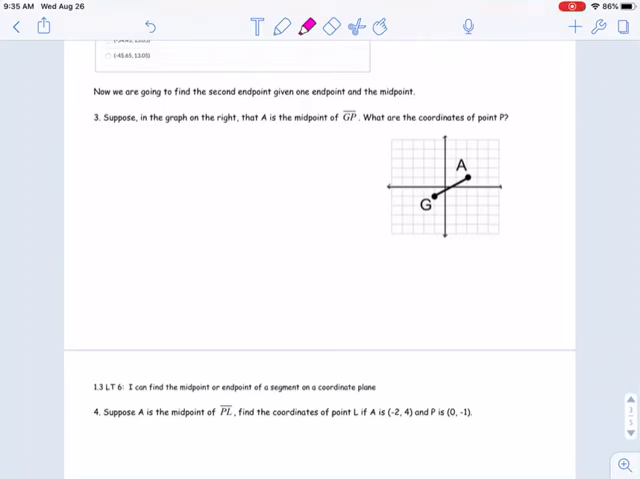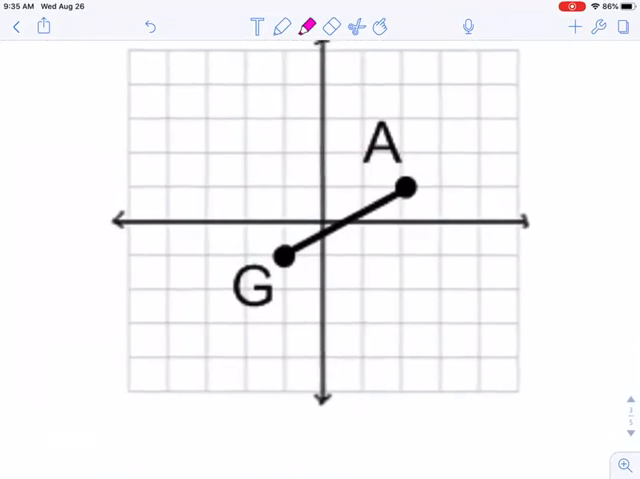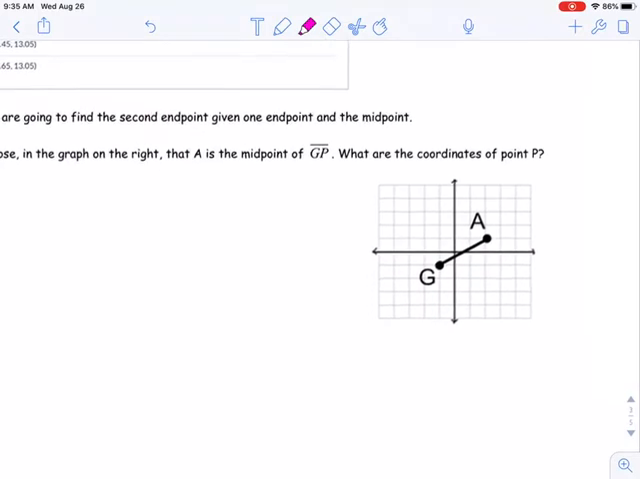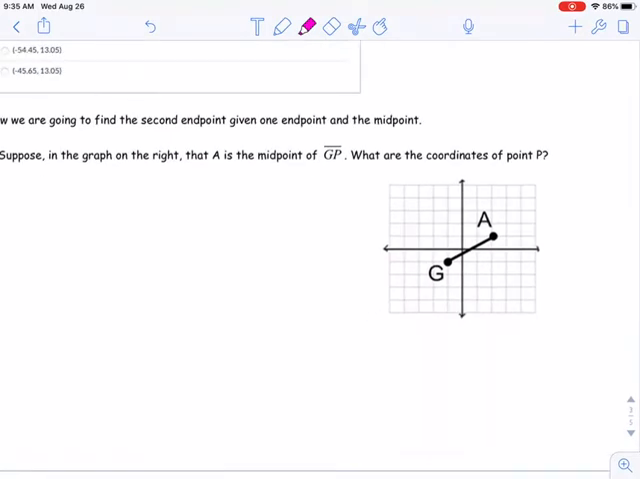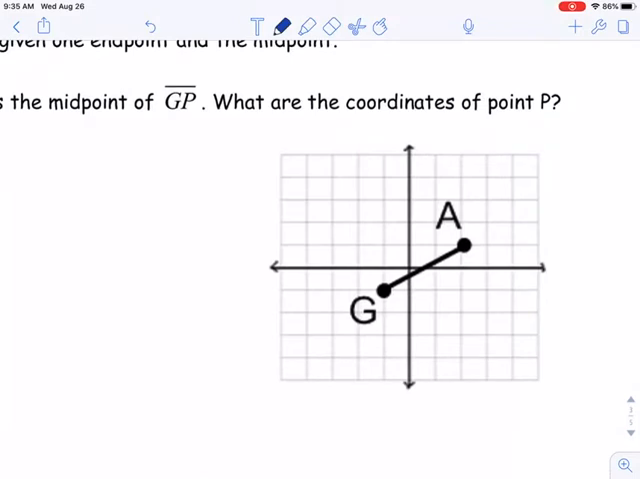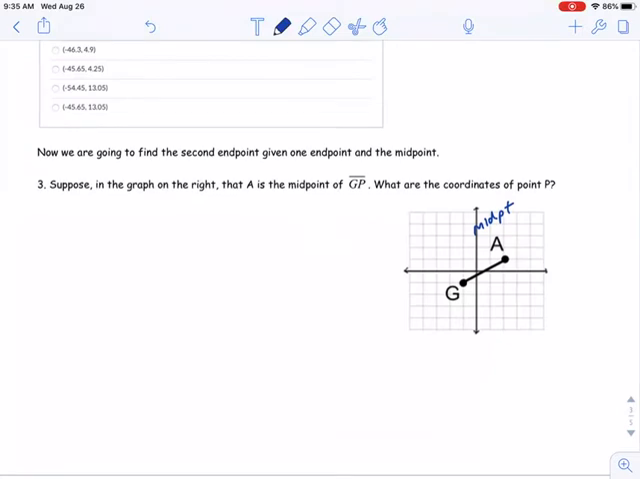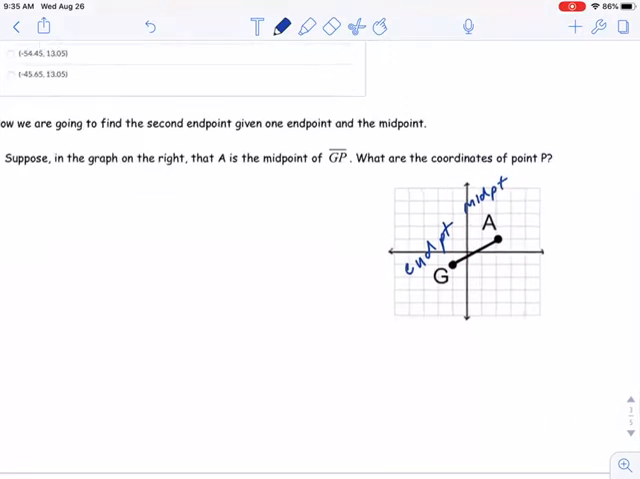Okay, students, so in this last part, we got to make sure we read the question, all right? Because if you might blindly look at the problem and say, oh, midpoint somewhere right there. Well, time out. Let's actually read the question. It says, suppose in the graph on the right, A is the midpoint. So A, this is the midpoint. We need to find the coordinates of P to make A the midpoint. All right, so we got G, which is an endpoint. A is the midpoint. Well, what's the coordinates of P?